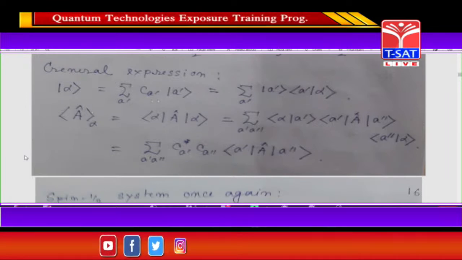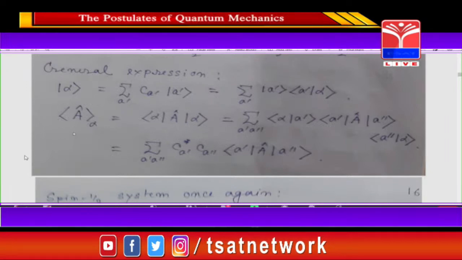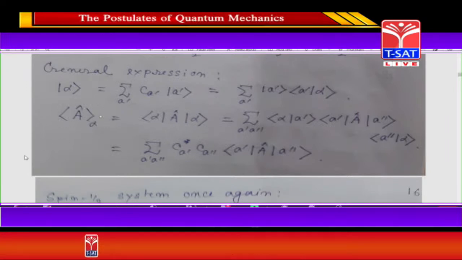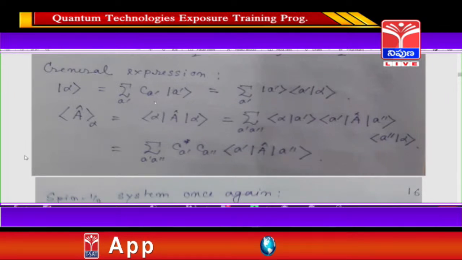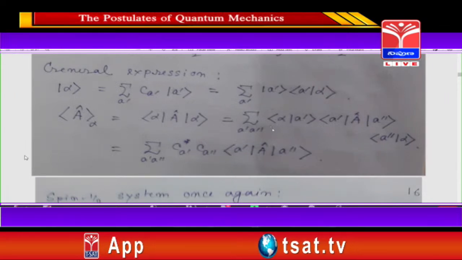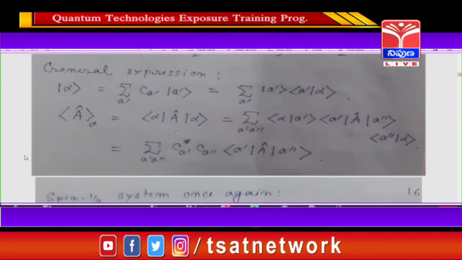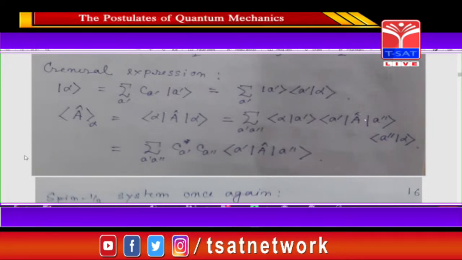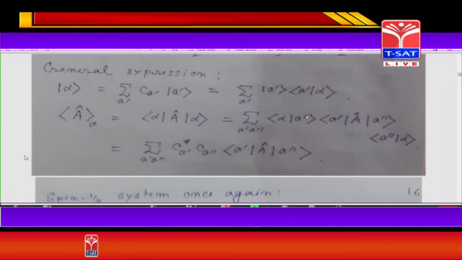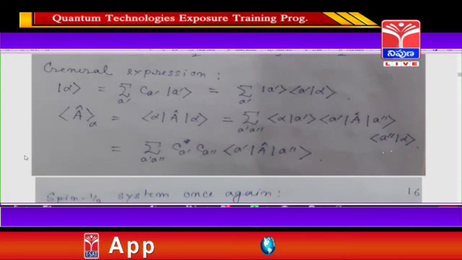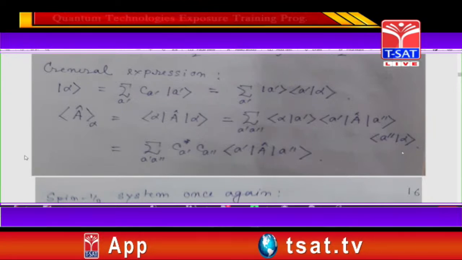Let's say A primes are the eigenvalues of the eigenvectors of this Hermitian operator A. So this expectation value ⟨alpha|A|alpha⟩ means a sum over A prime, A double prime. Now we expand A in the matrix notation, that is |A prime⟩⟨A prime|A|A double prime⟩⟨A double prime|, and alpha is multiplied from left and right.